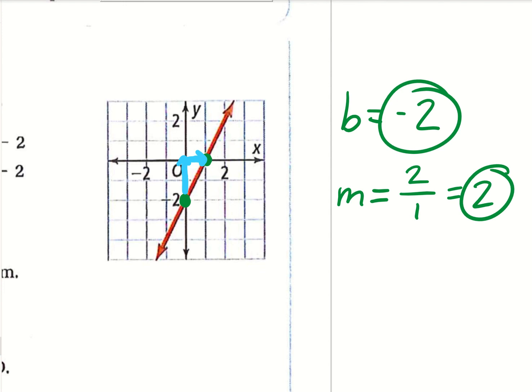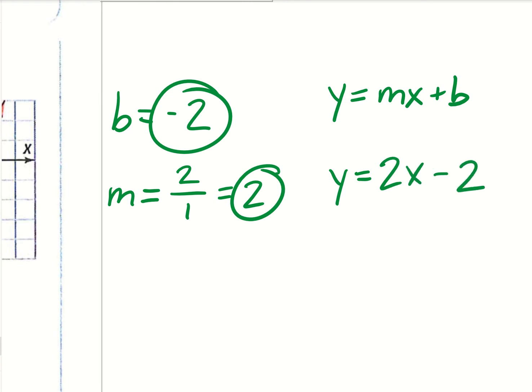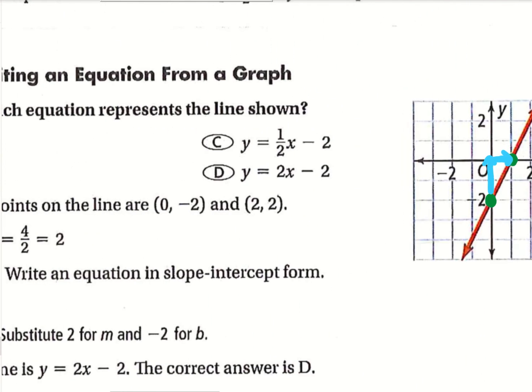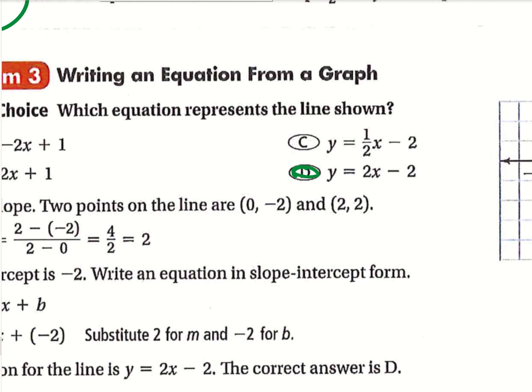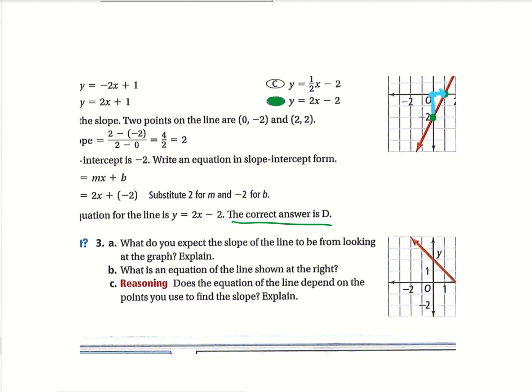Now we have our m and our b. So with y equals mx plus b, we can just plug in, and really simply, we're already there. We have y equals m, which is 2, times x, and then plus b, which is negative 2, so minus 2. So y equals 2x minus 2 should be our correct answer here. That would be option D. And let's check it. Yep, the correct answer is D. So we did that one right.